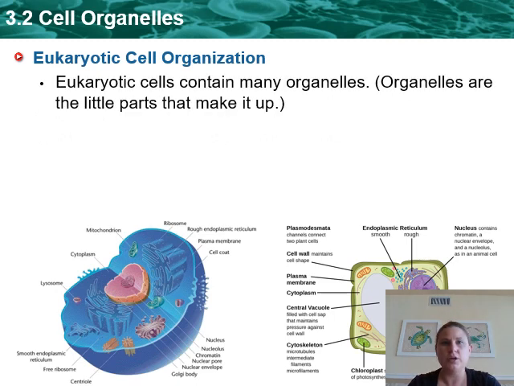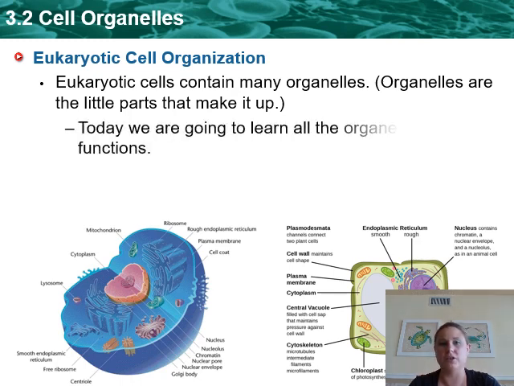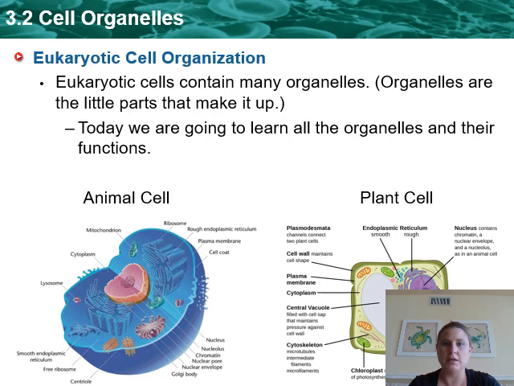So here we are, eukaryotic cell organization. Eukaryote cells contain many organelles. And remember, I told you organelles are the little parts that make them up. I already went through this, so we're going to learn about all the organelles and their functions. And if you look at those pictures, I have our animal cell and our plant cell, so we're going to learn some differences between the two.